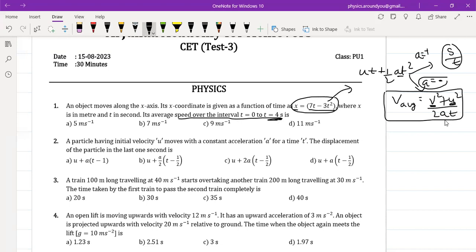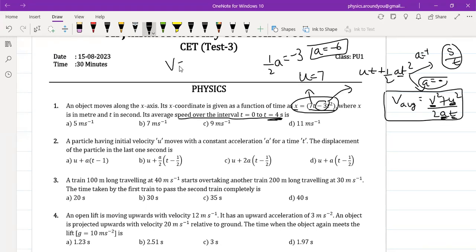u is its initial velocity, a is its acceleration, and t value is anyway given as 4, right? So you can use this direct formula. This is for cases where acceleration is negative. All we need now is to find out u and a. Coefficient of t is u, so u equal to 7, and half times acceleration is the coefficient of t square, which is minus 3, and a should be equal to minus 6. We don't consider the sign of acceleration over here because speed is obviously always positive. So in this formula, it is only the magnitude of acceleration.